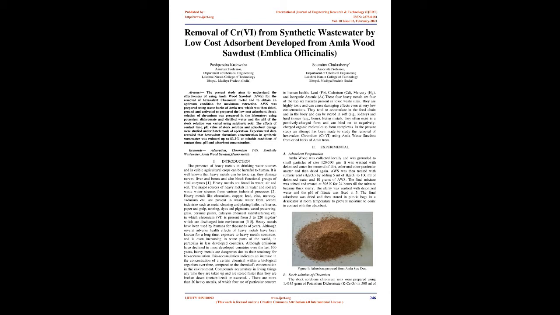Abstract. The present study aims to understand the effectiveness of using Amla Wood Sawdust, AWS, for the removal of hexavalent chromium metal and to obtain an optimum condition for maximum extraction. AWS was prepared using waste barks of amla tree, which was then dried, ground and activated to prepare the low-cost adsorbent. Stock solution of chromium was prepared in the laboratory using potassium dichromate and distilled water, and the pH of the stock solution was varied using sulphuric acid.